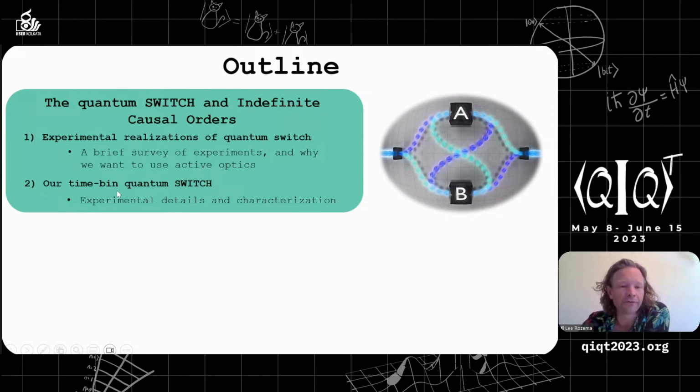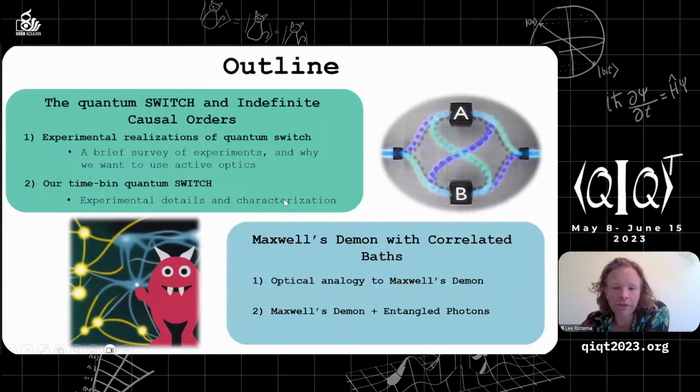And then I'll show you our very first experimental results where we've used time bins and active optics to implement the quantum switch. And I'll get into some of the details. The paper on that actually just came out this morning on the arXiv, so it's quite fresh. And then we'll get into the Maxwell's daemon. I'm going to roughly split my time 50-50 between these two topics.